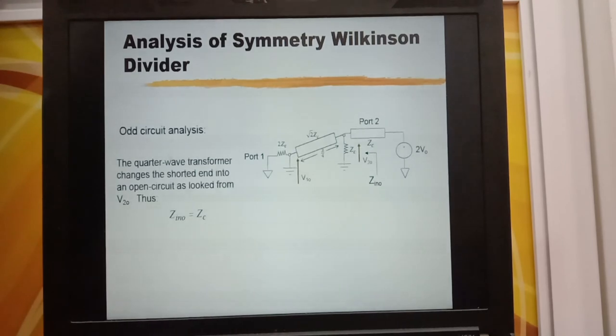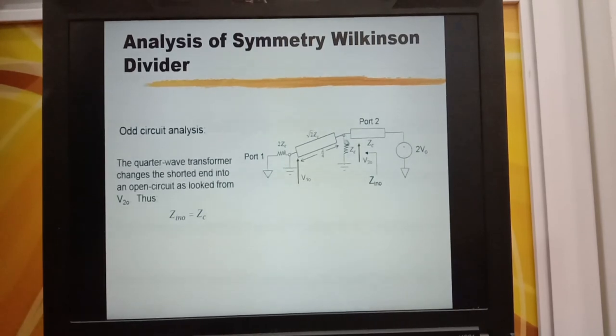Under odd mode excitation, we have a virtual ground between port 2 and port 3. In other words, we have a resistor ZC connected to ground at port 2, whereas we have a short circuit at port 1. This time the quarter wave transformer will transform a short circuit to an open circuit.